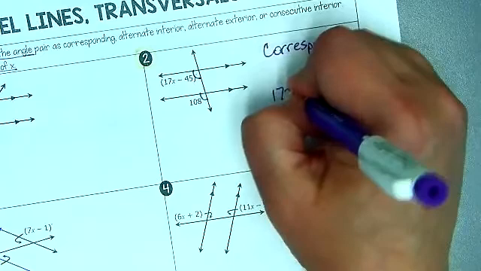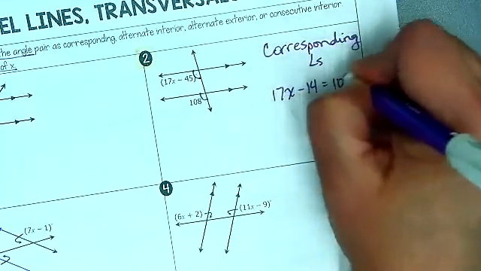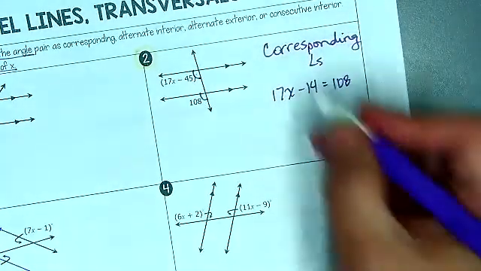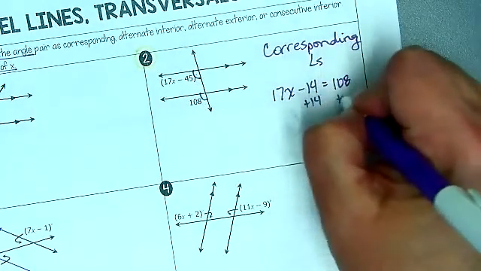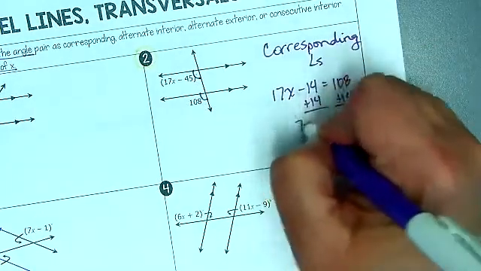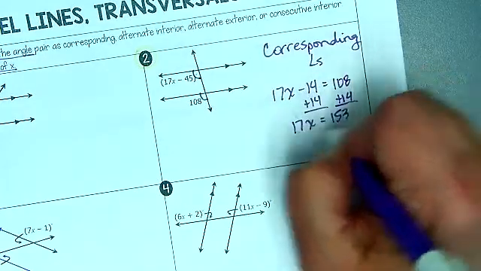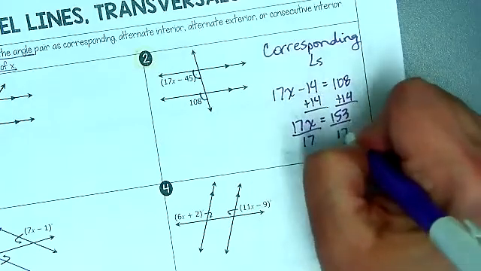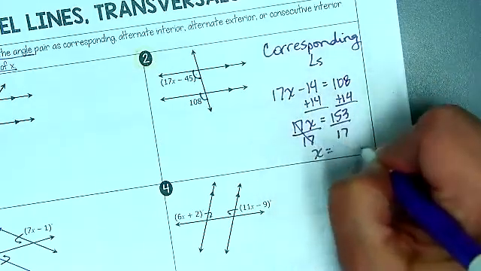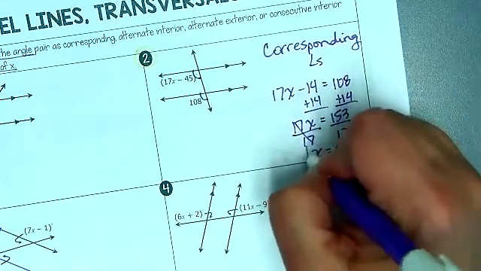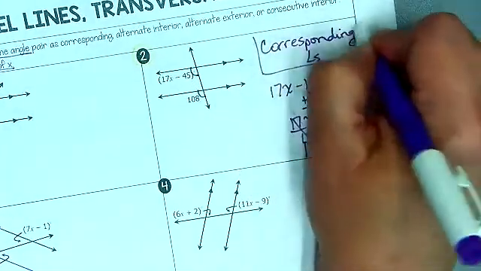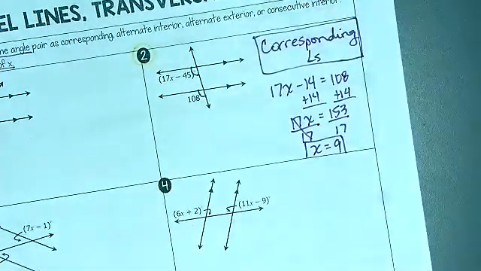So I have 17x minus 14 equals 108. Now we solve. I add 14, and I get 17x equals 153. Divide by 17, and x equals 9. We have two answers to this because you have the label, and we have what x equals.